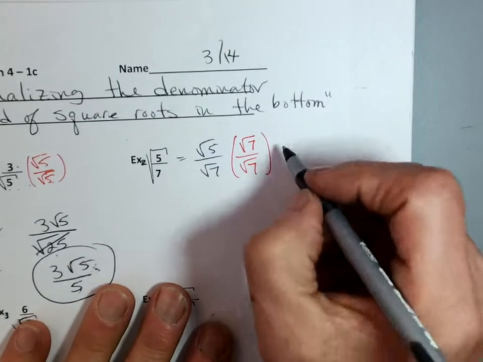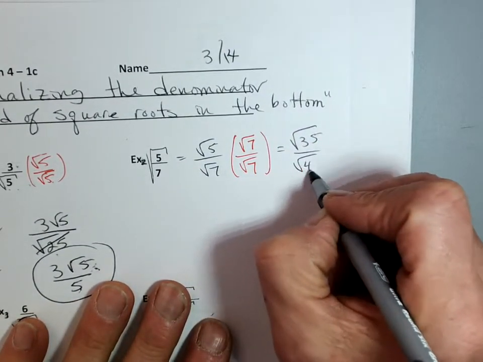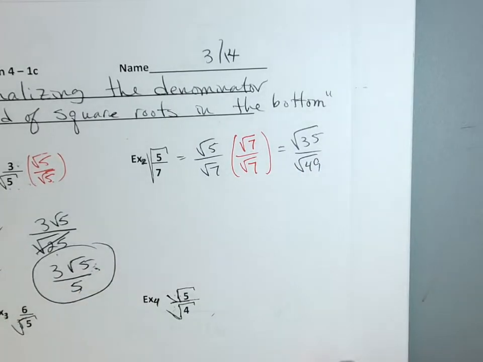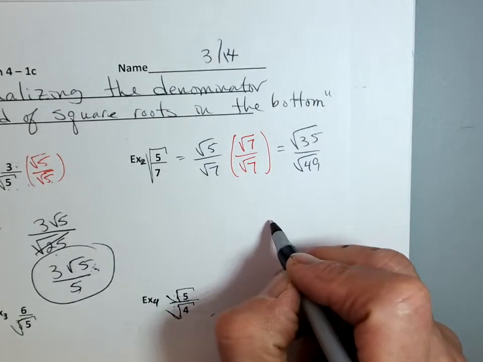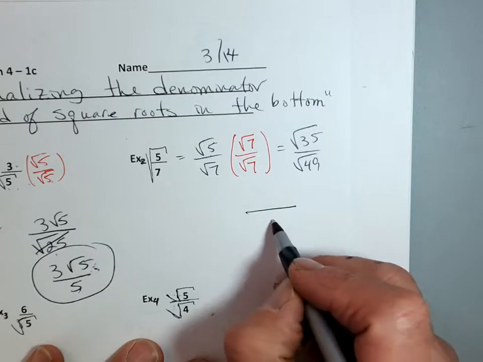Well, I'm going to get a square root of 35 over the square root of 49, right? Because 7 times 7 is 49. The square root of 49 is a great number. It's just plain old 7. Holly: Where did you get 35 again? 5 times 7. Good question, Holly. So square root of 49 is plain old 7.